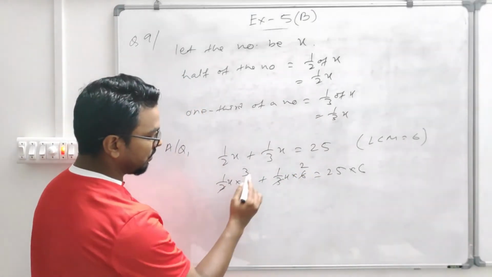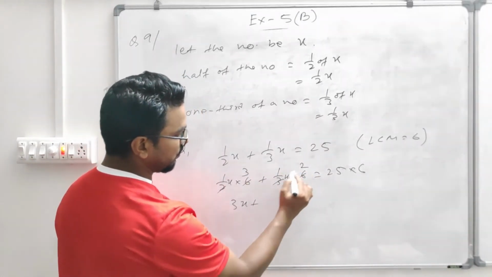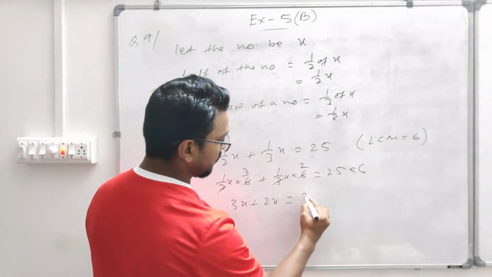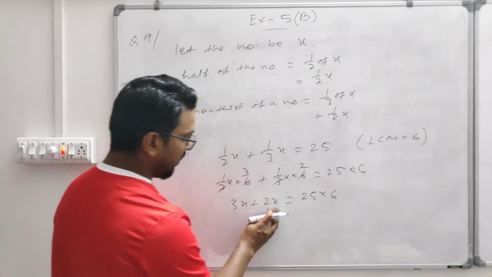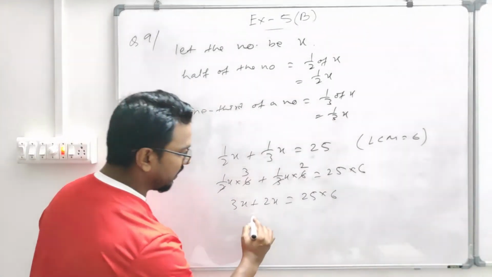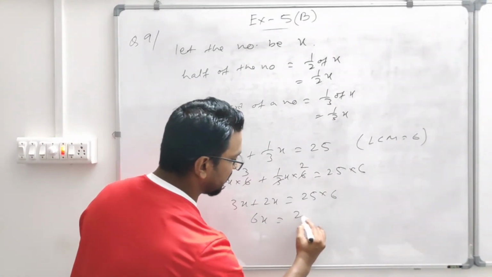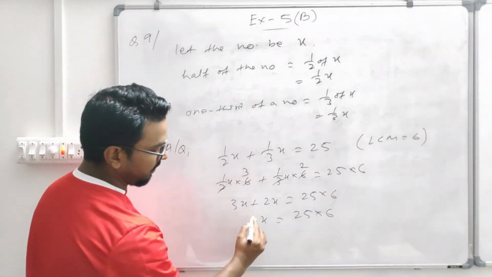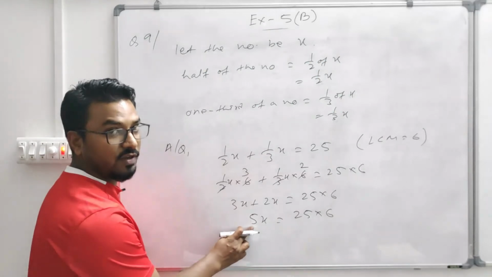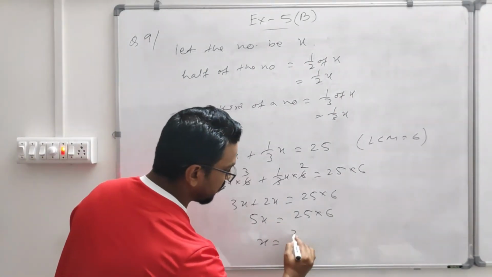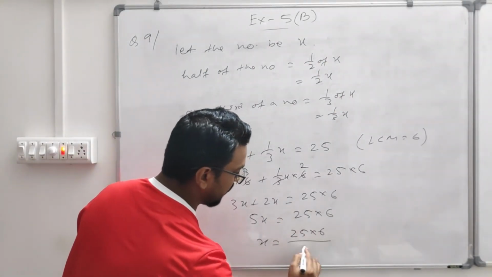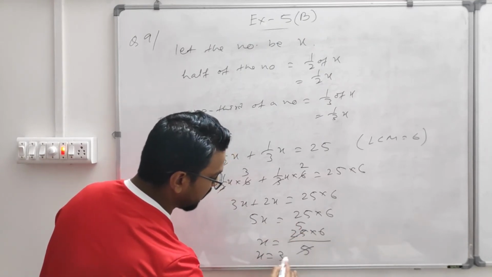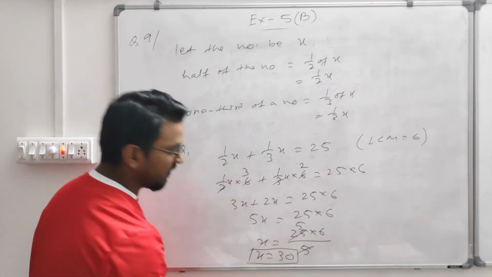So 3x plus 2x equals 25 into 6. You can keep it as it is, so that while cancelling it will become easy. If you add these two, you will get 5x. So take this 5 to the other side. x is 25 into 6 divided by 5. 5 how many times? 5 5. So the value of x will become 30. Okay.